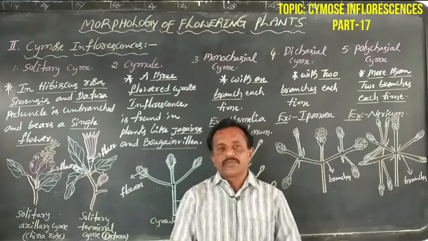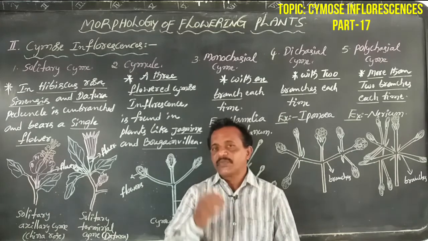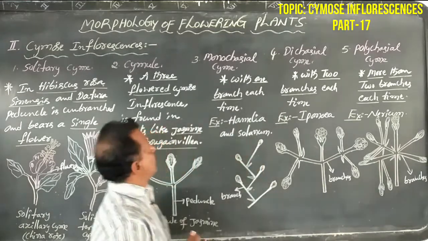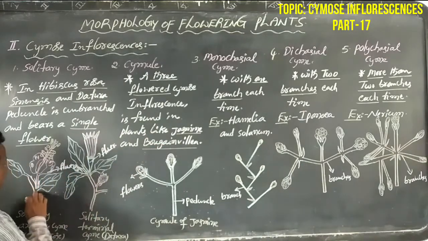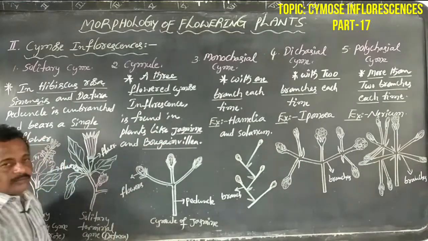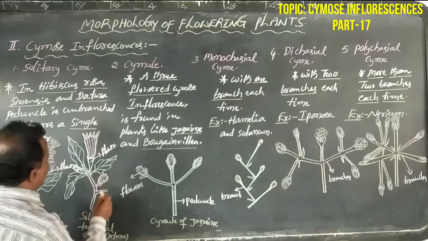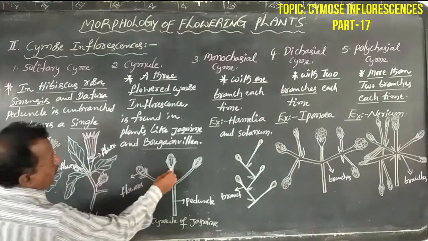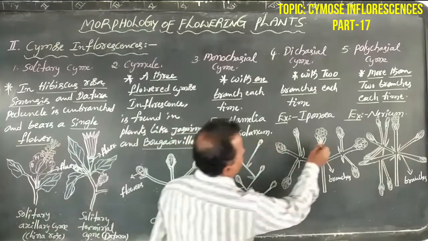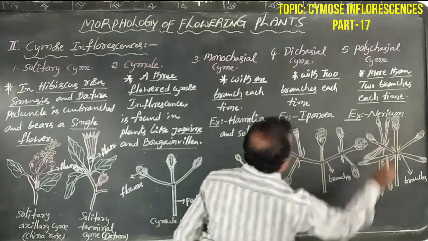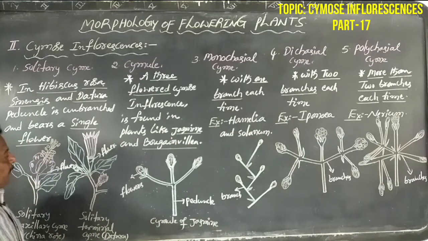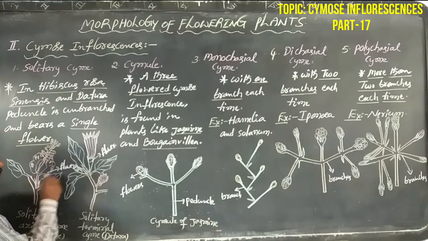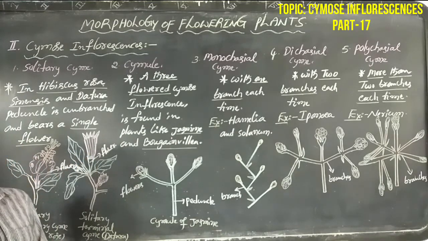Dear students, in cymose type of inflorescences, the peduncle is of limited growth. Why? Because the peduncle terminates in a flower, so hence it is a limited growth. And these flowers are arranged in basipetal order or basipetal manner.